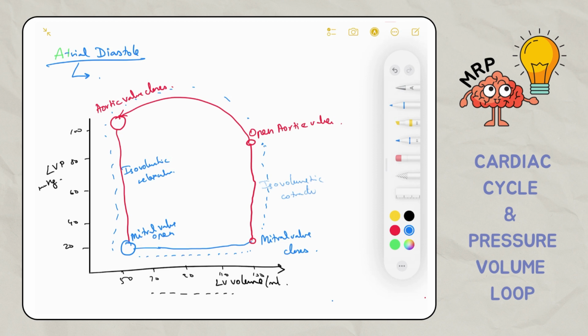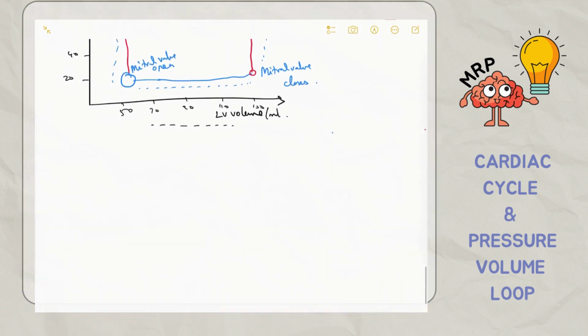Okay, this is one of the important figures of the cardiac cycle. We have to know about the phases of the cardiac cycle and what the respective ECG events and the JVP will be.